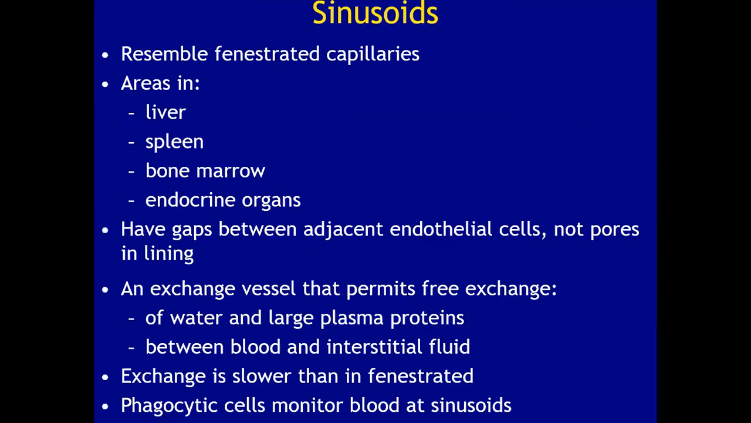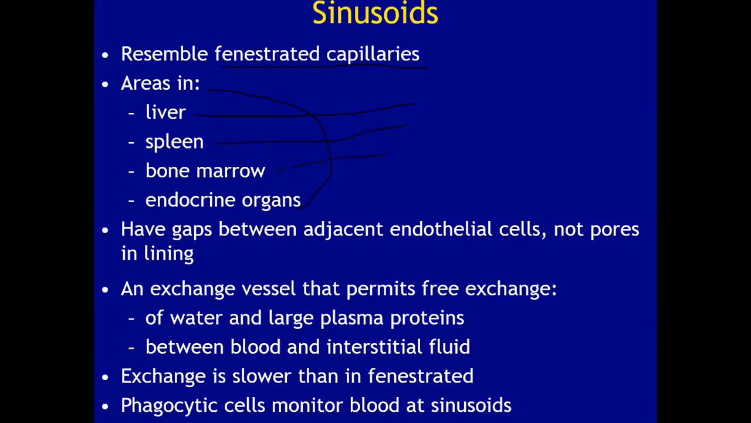Then we have a type of capillaries that is called the sinusoids. This is our third type, and it's going to resemble fenestrated capillaries. We're going to find these in areas, the liver, the spleen, the bone marrow, and other endocrine organs. And what we're moving through here is much larger structures. We talked about the liver being for plasma proteins and cells making their way through. Platelets here, the spleen also, platelets, white blood cells, things like this.